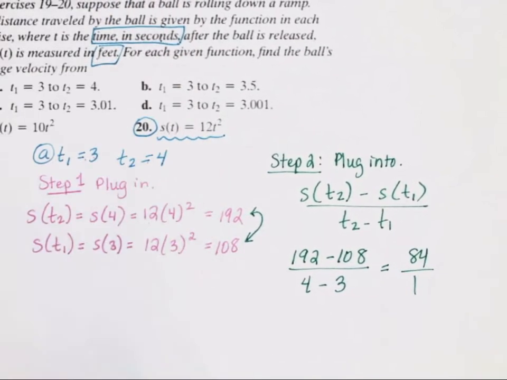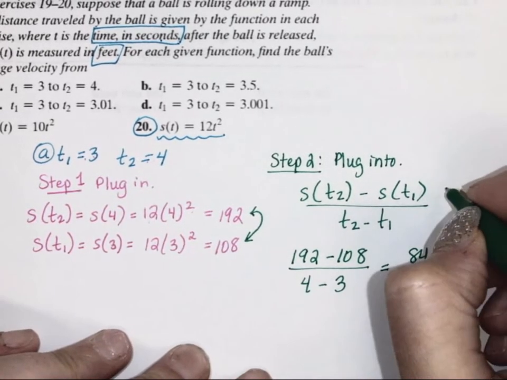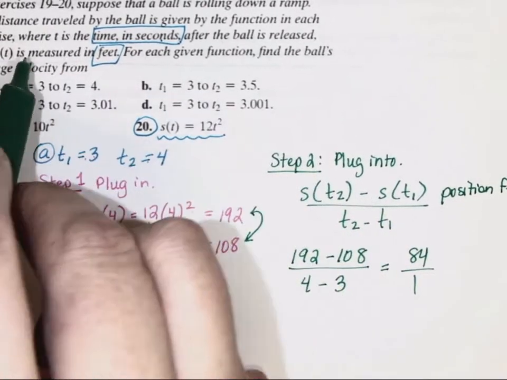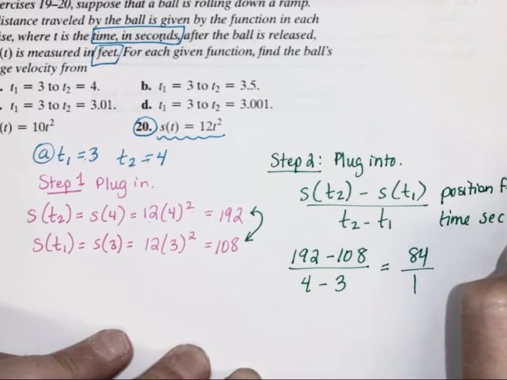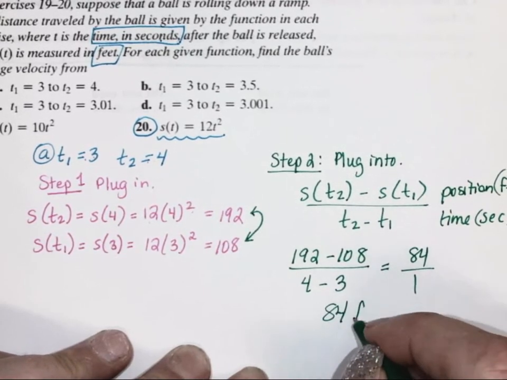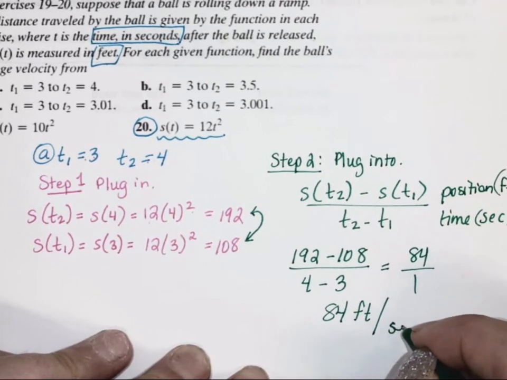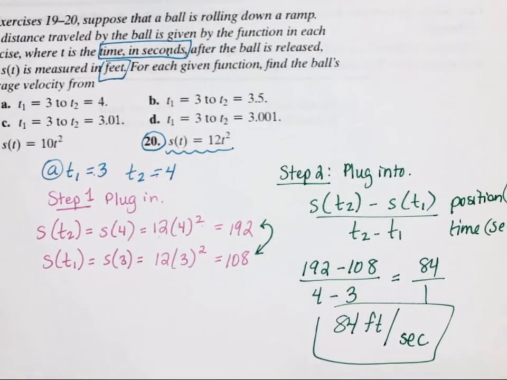84 divided by 1. What this means in relation to your problem: the top dealt with the position in feet. And they told you that s of t is measured in feet. And then the bottom is your time in seconds. So this is 84 feet per 1 second that this ball is traveling down this ramp. So 84 feet in 1 second. It's pretty fast.